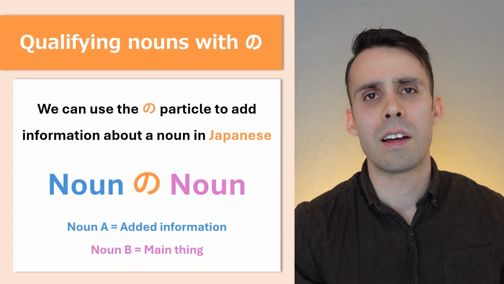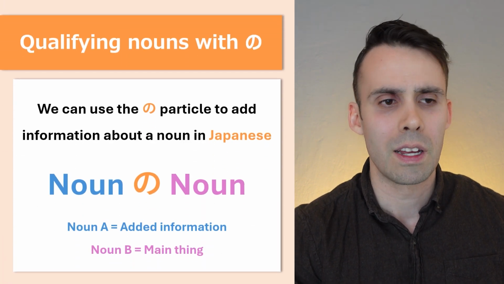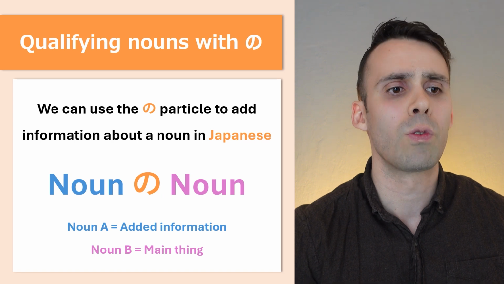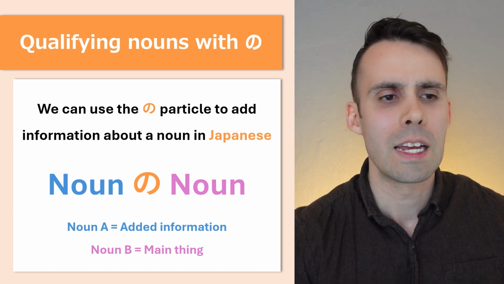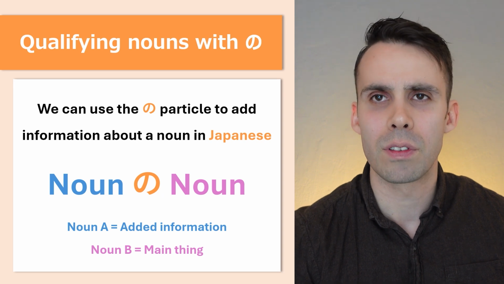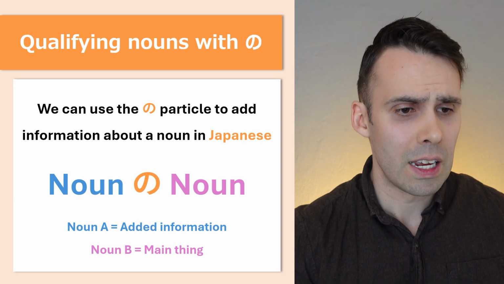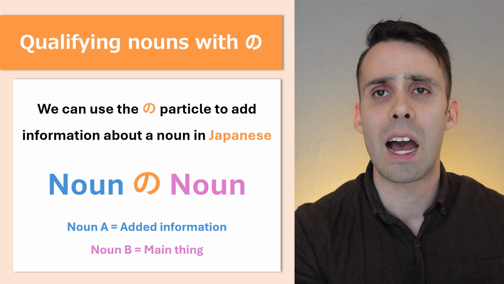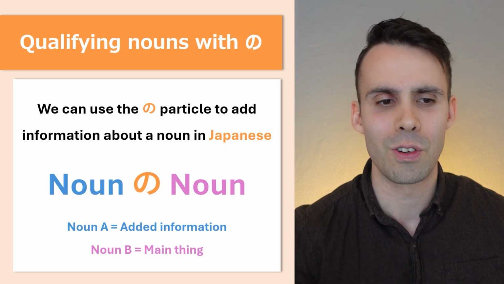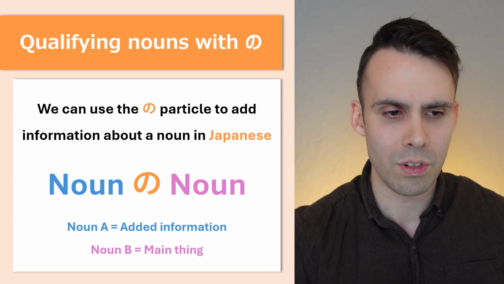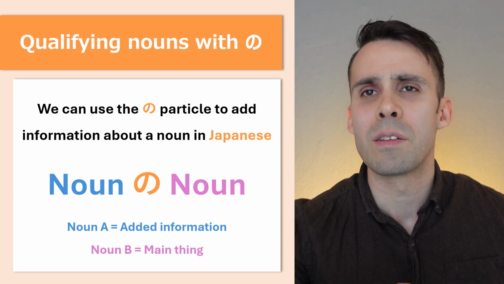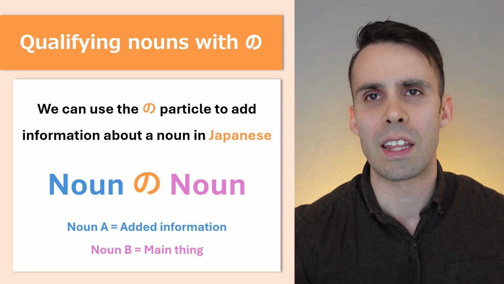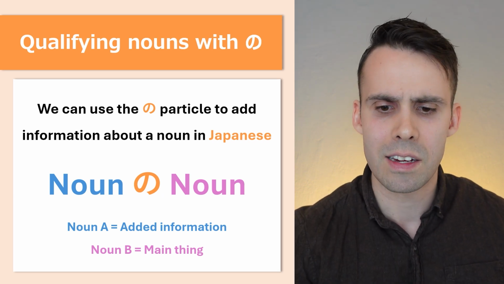Moving on to the last grammar point. We take a look at how to qualify nouns with no, how to make no explain something more about the nouns we are using. So the formula is noun, no, noun. So you have no in the middle of two nouns, where the first noun presents the added information, and the main noun, the main thing, is the second noun.